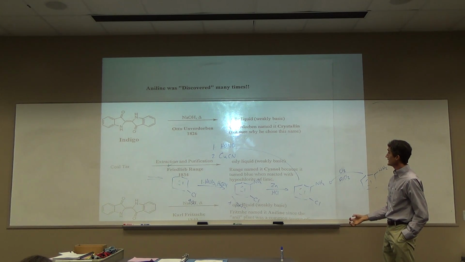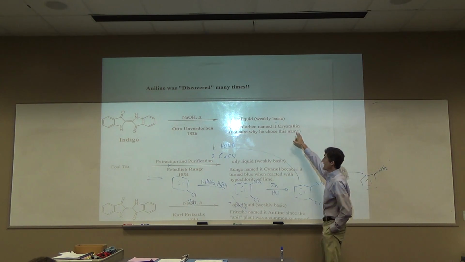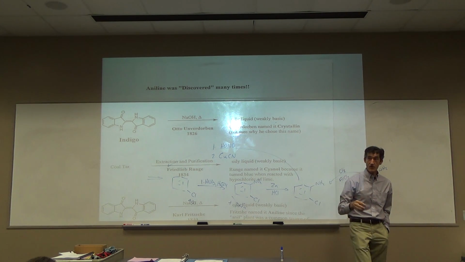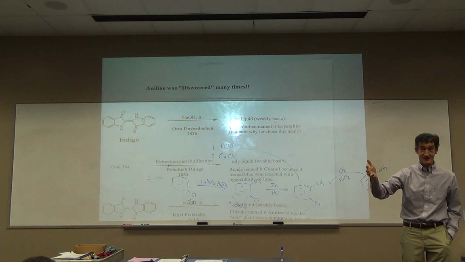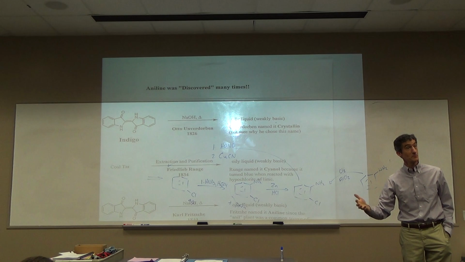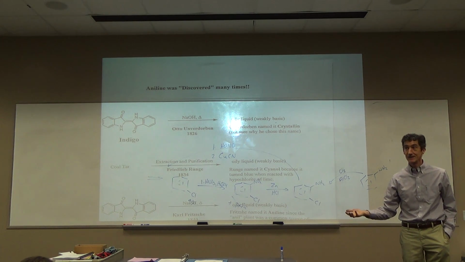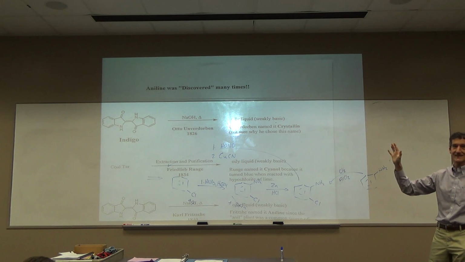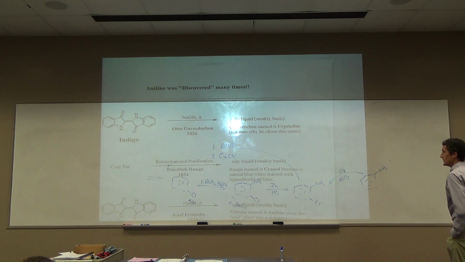He called his product crystalline. I don't know why, because it was an oily liquid. That's kind of like how they call Iceland Iceland and Greenland Greenland. Greenland really ain't nothing but ice, but they call it Greenland. Iceland, though, is the more beautiful green country, right? That's because they didn't want people coming there. So they said, this is just Iceland. I don't know why he called this that.